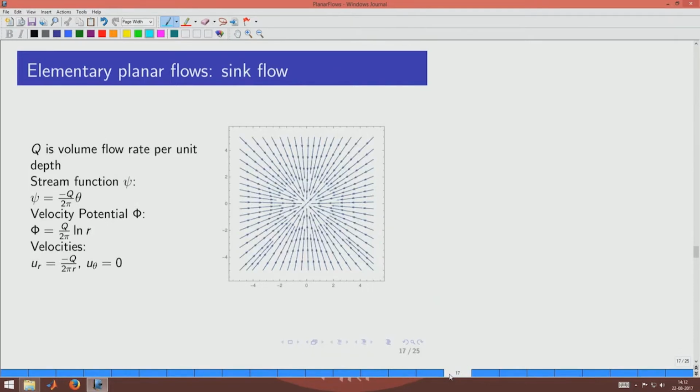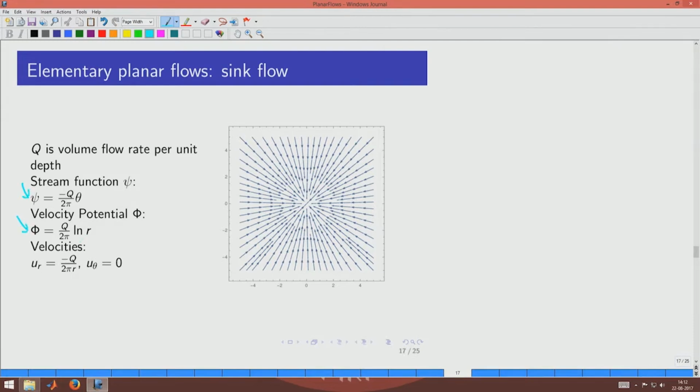Sink flow is a situation where you have a singularity, a location at the center. Here in this case it is the (0, 0) location, where the flow is converging, and you have a problem there. But you could imagine that this is a flow field where in a tank there is a small hole at the center, and the liquid is going through that to the bottom. That kind of flow field can be described using sink flow, and the stream functions and velocity potentials for sink flow are given here.